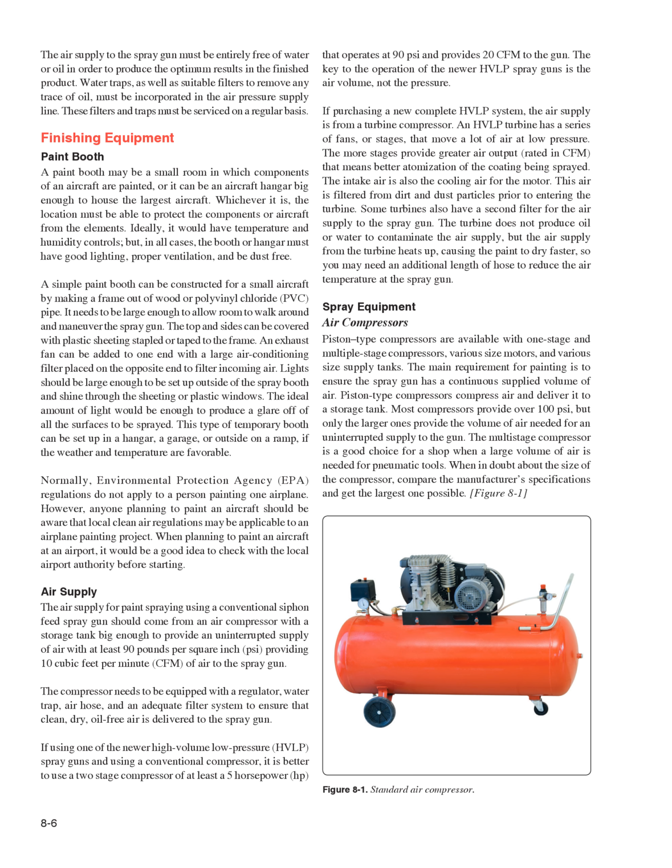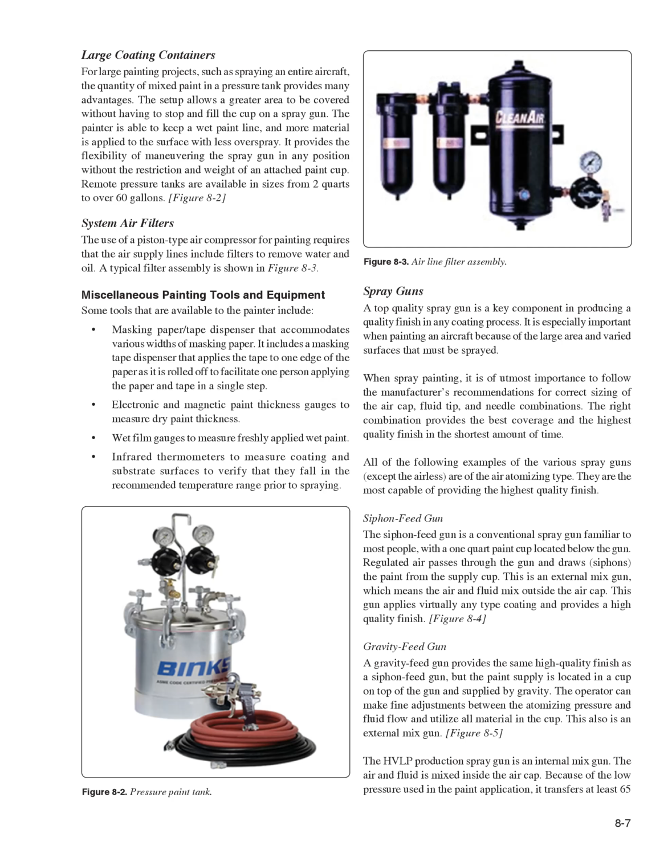Figure 8.1. Large coating containers for large painting projects, such as spraying an entire aircraft. The quantity of mixed paint in a pressure tank provides many advantages. The setup allows a greater area to be covered without having to stop and fill the cup on a spray gun. The painter is able to keep a wet paint line, and more material is applied to the surface with less overspray. It provides the flexibility of maneuvering the spray gun in any position without the restriction and weight of an attached paint cup. Remote pressure tanks are available in sizes from 2 quarts to over 60 gallons.